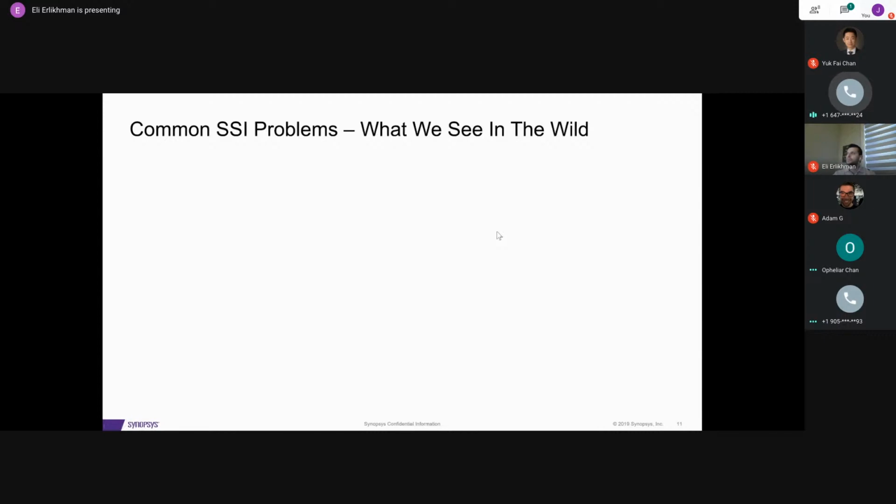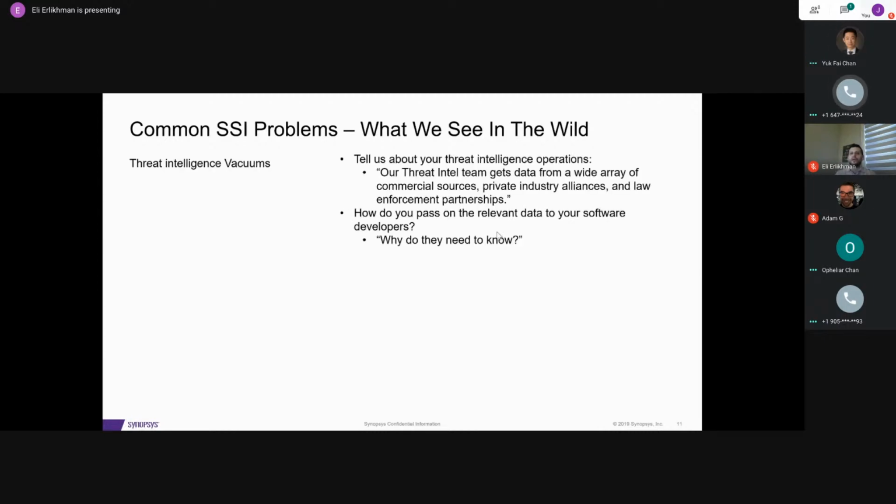Okay, I think I have two more. This one is threat intelligence vacuums, that I quickly talked about previously, that I'm a big fan of pointing out. Many times I go talk to organizations and ask them, okay, tell me how you do threat intelligence. And they say, oh, it's awesome. We have this threat intel team. They get all these commercial sources. They're partners with law enforcement. They get all of this data. It's amazing. They're doing a good job, and they're finding a lot of interesting things, and it feeds into operations. It feeds into the SOC.